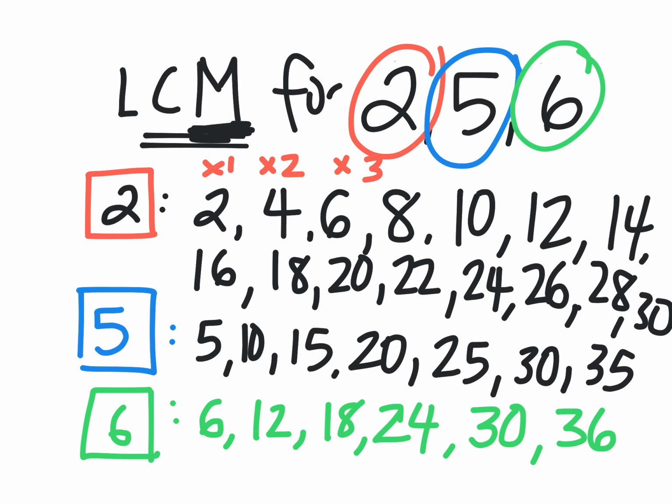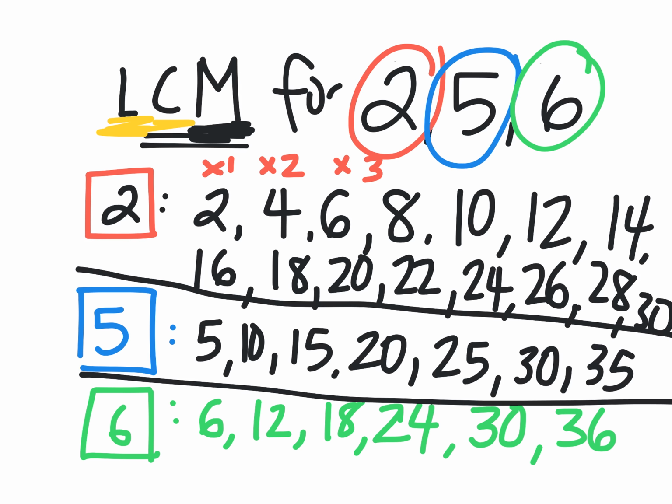Okay, but the question didn't just ask you to list the multiples for 2, 5, and 6. It asks you to find the lowest common multiple. Do you remember what that means? It's the multiple that all 3 of these numbers have in common. The lowest number they have in common. So I'm going to give you a minute to scan through this and see if you can figure out which multiple they all have in common that's the lowest.